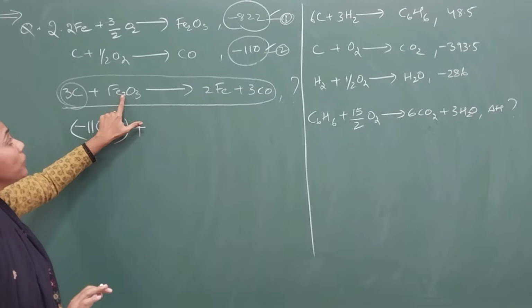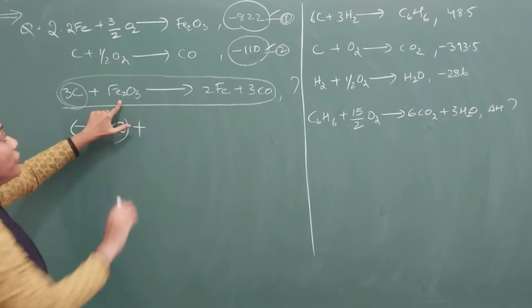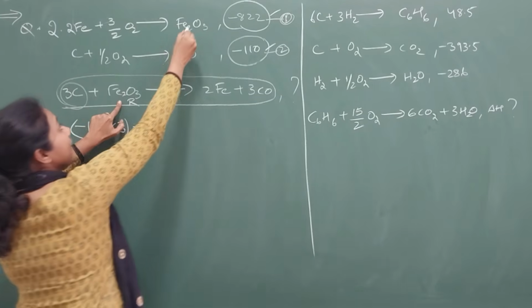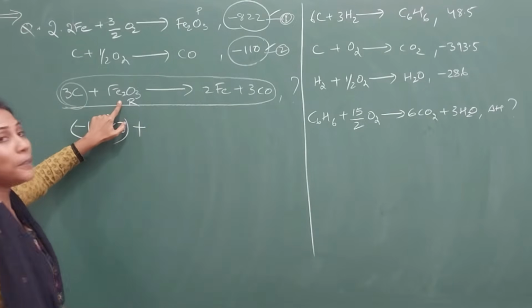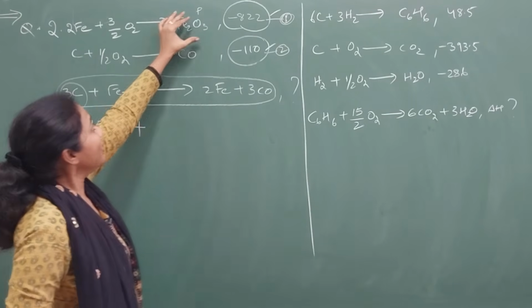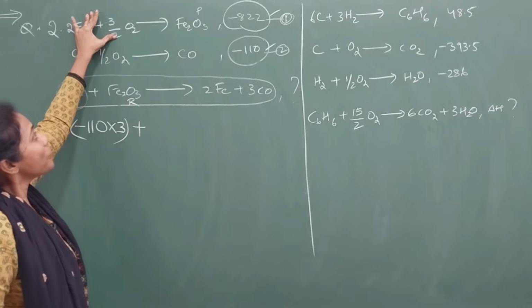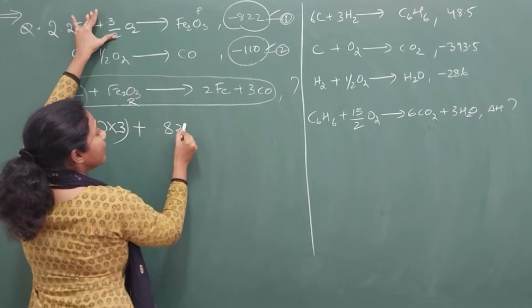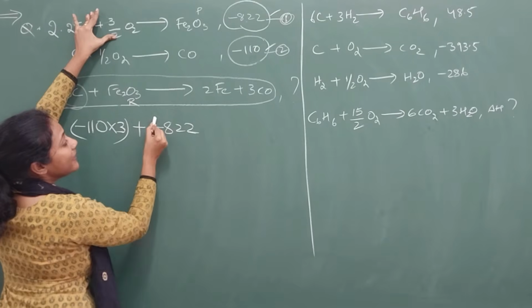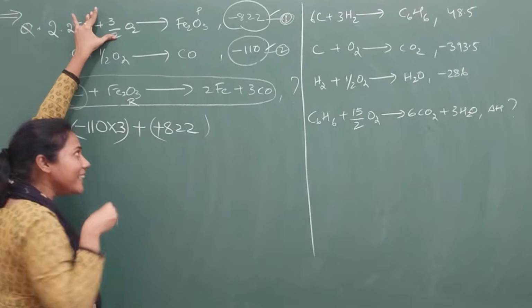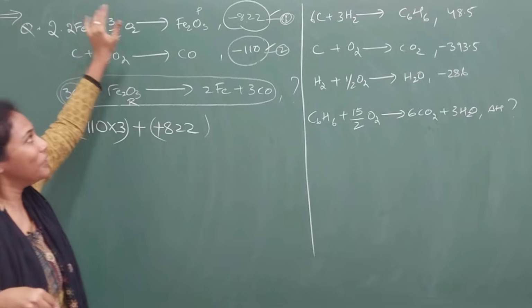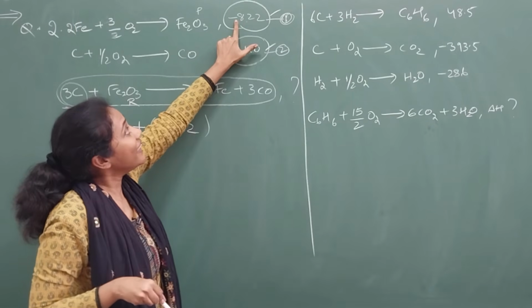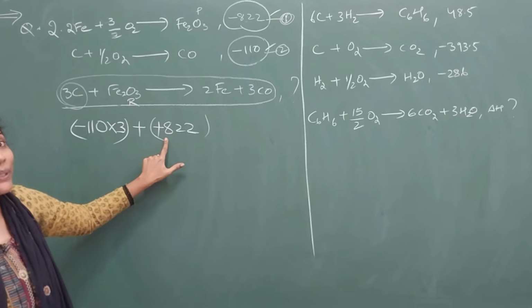Okay, Fe2O3 in the desired equation you have in the reactant side, but in the given equation you have it in the product side. Okay, you want Fe2O3 on this side. So what will you do? You are taking this number 822, but not as minus 822. You are taking it as plus 822. Okay, hope you understood why I did not take minus 822 here as it is.